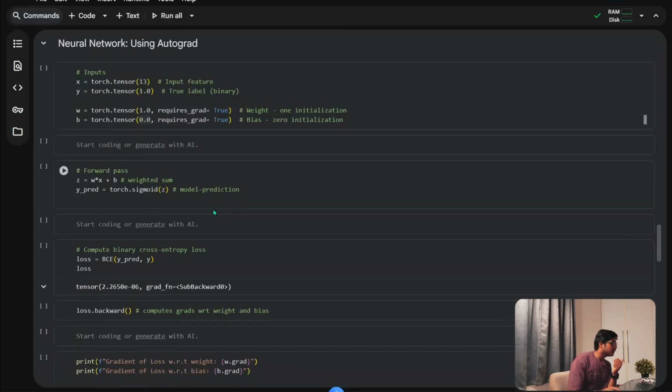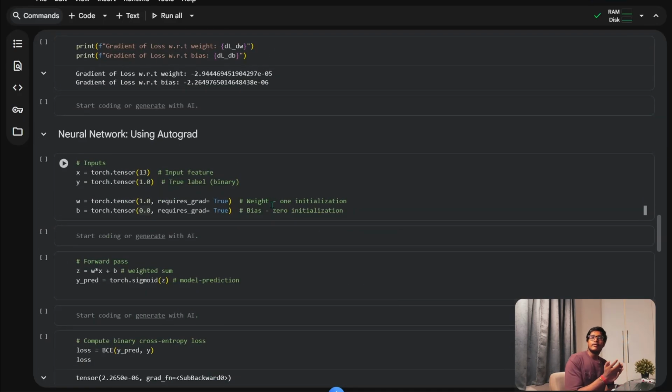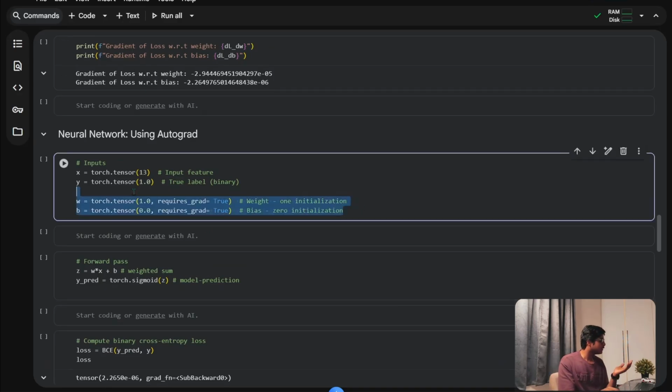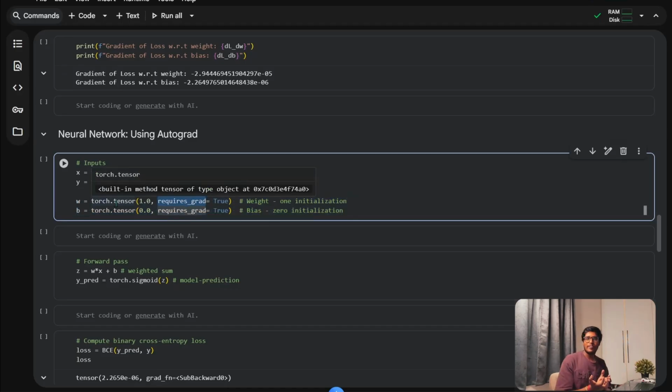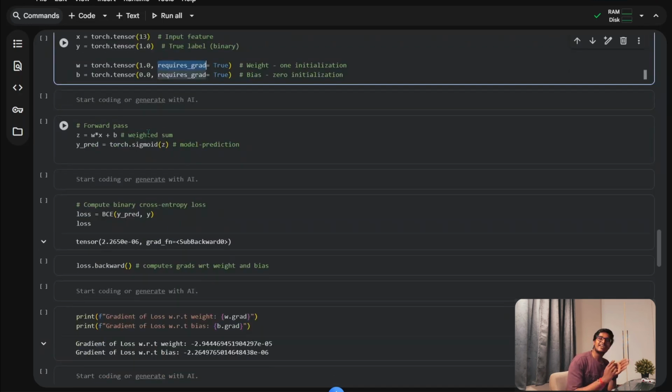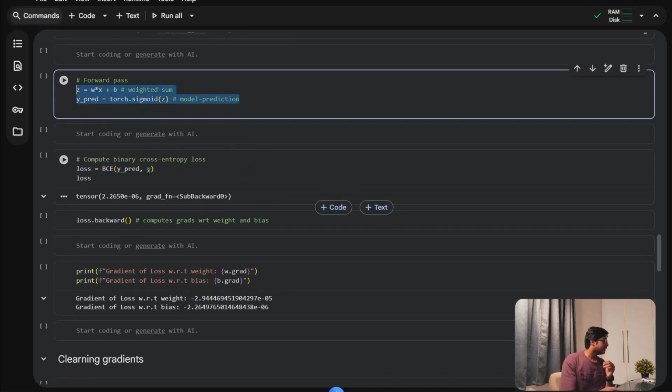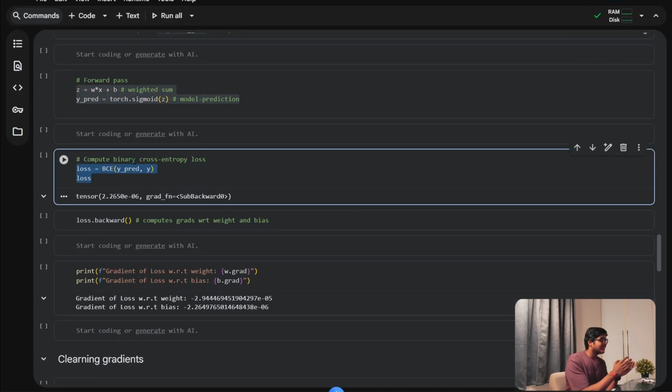Similarly, over here we want to find the gradient with respect to our weights and bias. That's why whenever we create our weights and bias tensors, we simply set requires_grad equals true. That enables Autograd to compute gradients with respect to weights and bias. So that is simple, I guess. Next we do the forward pass. So z is equal to w times x plus b. And then we compute y hat, which is the sigmoid of z. Then we compute our loss, which is the BCE of y hat and y. So we got this value.